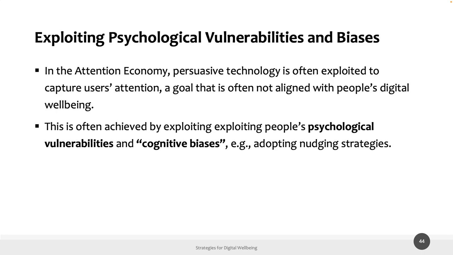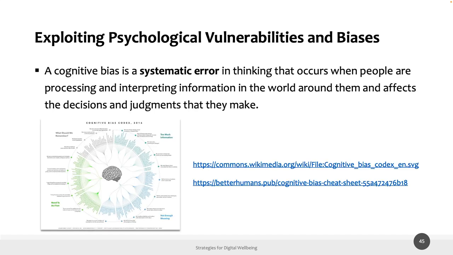So again, the attention economy: persuasive technology is often exploited to capture the attention of the user. And this goal of capturing the attention of the user, that is the goal of the tech company, is often not aligned with the digital well-being of the user, clearly. And again, this is often achieved by exploiting psychological vulnerabilities and the so-called cognitive biases. Do you know what is a cognitive bias? No. We will see some examples.